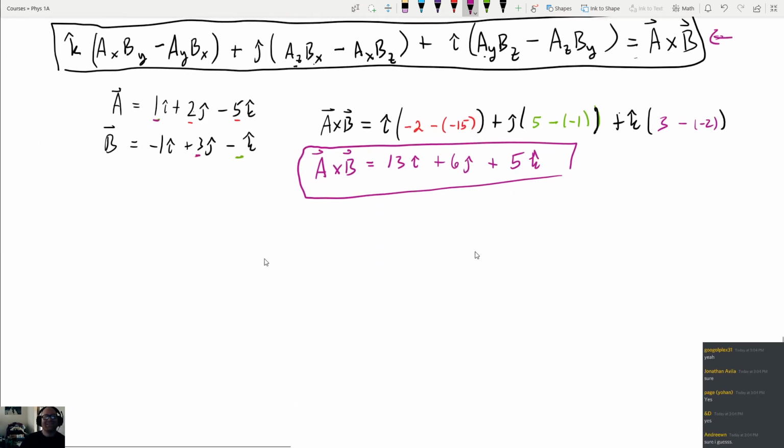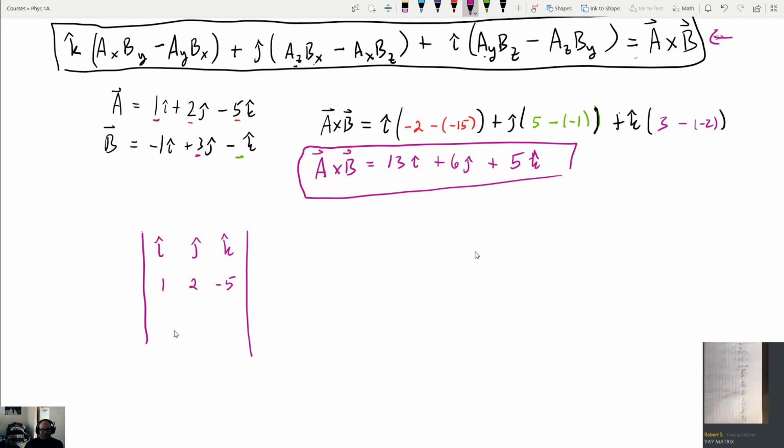Okay. So this is the easy way. The easy way is you use another form of math that you may or may not remember called the determinant, which is a matrix. And you write ijk at the top, like this. And then you write your vectors down here beneath it. So our vectors were 1, 2, negative 5.